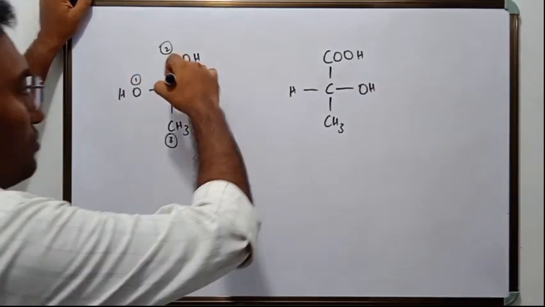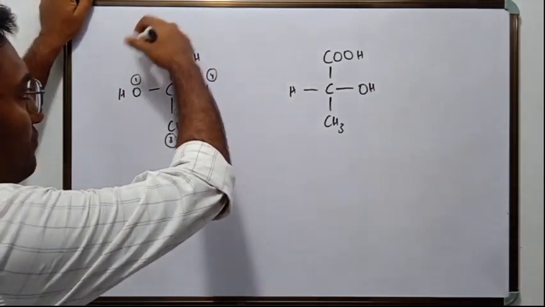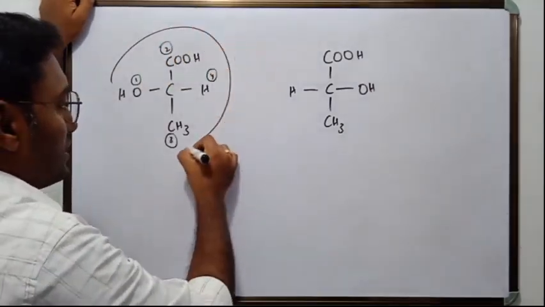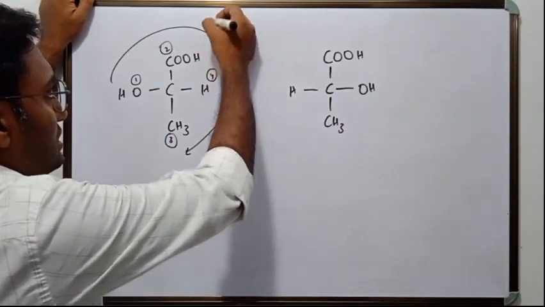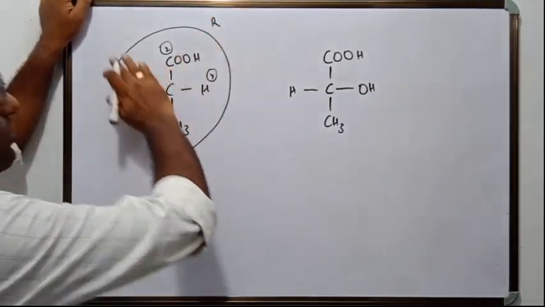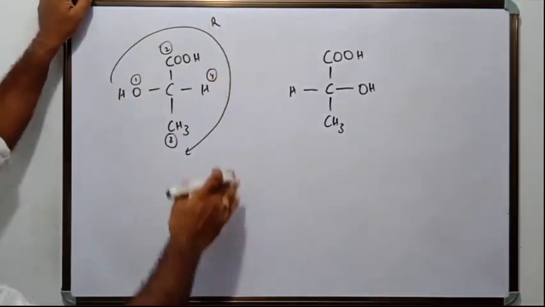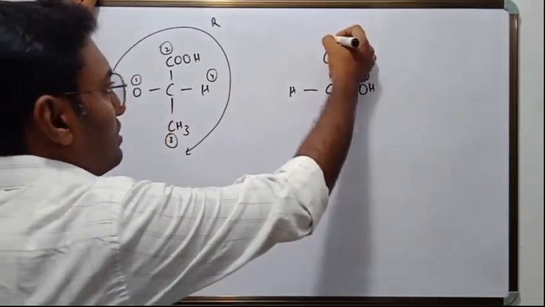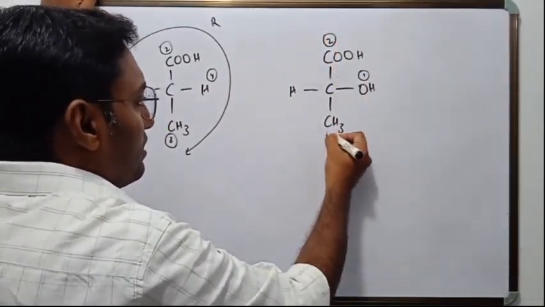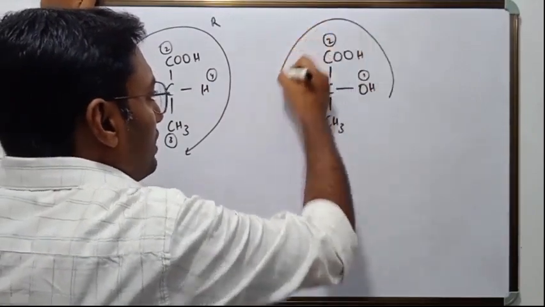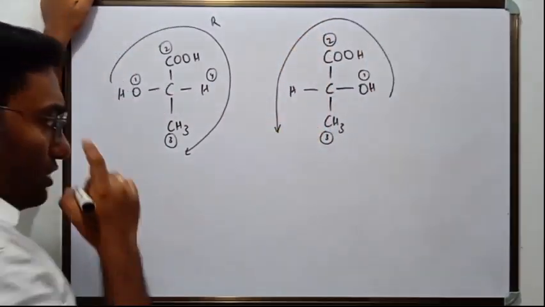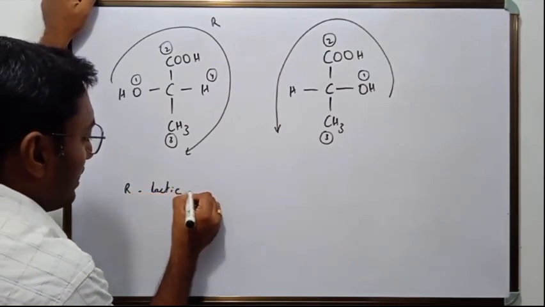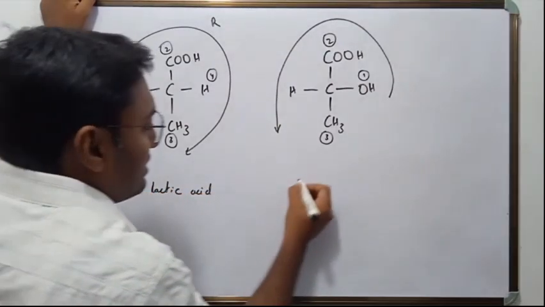Then you have to draw the arrow starting from 1, 2 to 3, right? So this will go like this. You can neglect the fourth one. So this is R configuration because it is moving in a clockwise direction, and here it will be the same, but it will move in an anti-clockwise direction. So this is R lactic acid, and that one there is the S lactic acid.